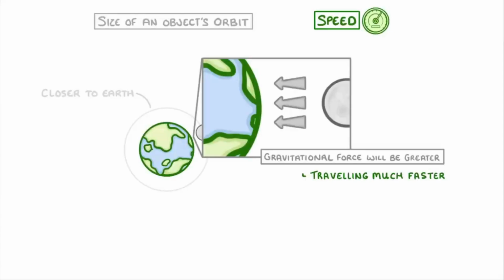So the takeaway from this is that the smaller an object's orbit is, the faster that object must be travelling in order to maintain a stable orbit, because otherwise it will be sucked into the object that it's orbiting.